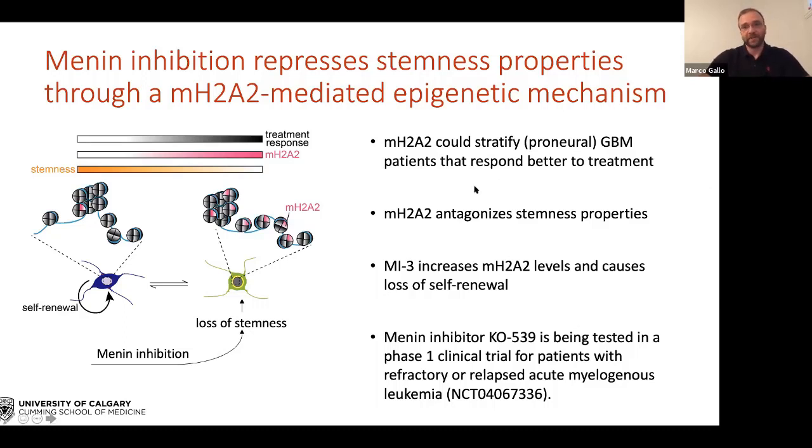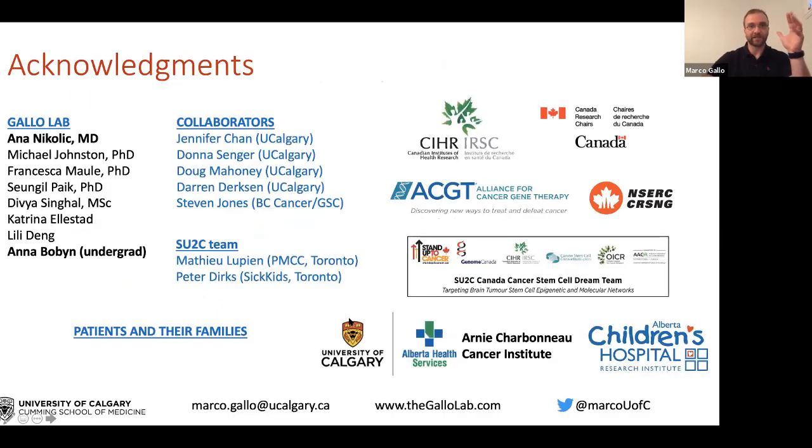And overall, we really found that macro H2A2 can stratify, especially the proneural patients with GBM. And probably that's all because macro H2A2 antagonizes stemness properties in GBM. Okay, so that's my talk. There is more to the story than this, but that's what I wanted to present in 20 minutes or so. I probably went over time, sorry.